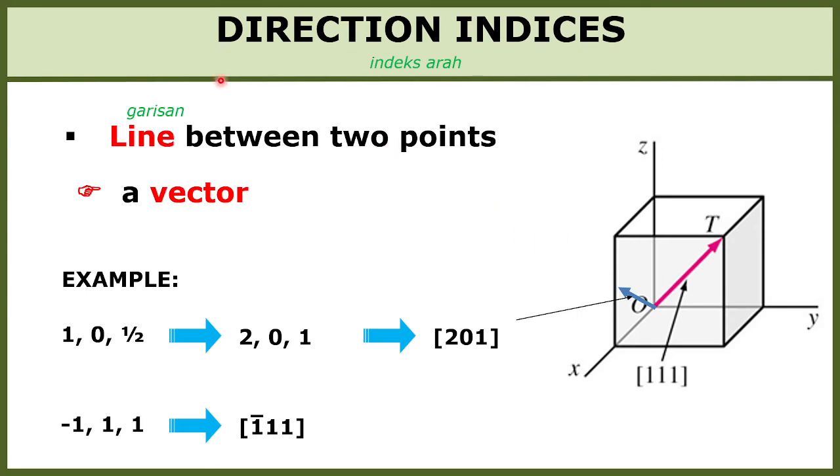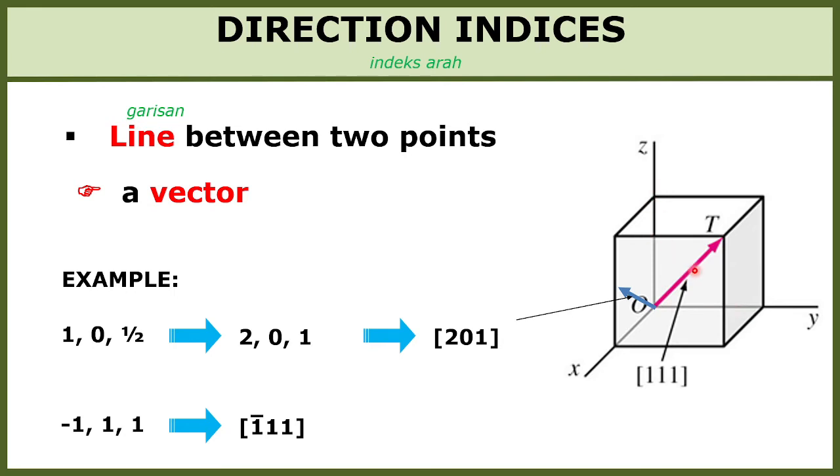Okay, the next part is the direction index. This is to get the line between two points. For example, for this line, it goes from 0, 0, 0 to the location 1, 1, 1. The convention for the direction is, first, you need to state the vector. The vector reads all projections in the x direction, y direction, and z direction.